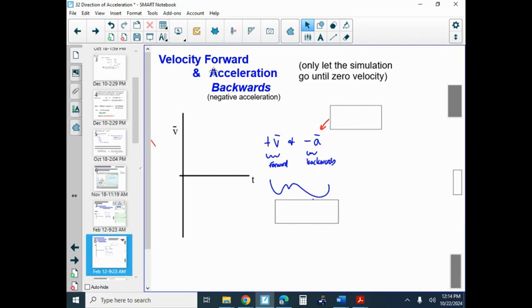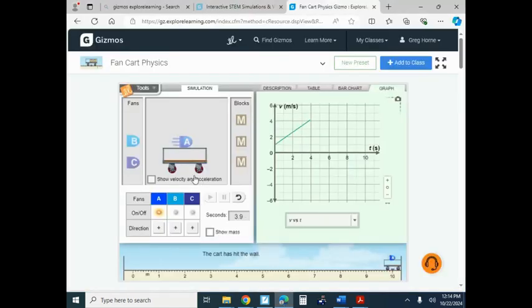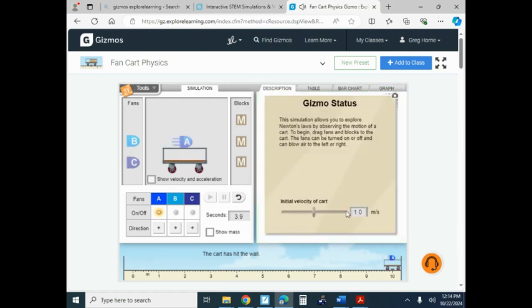So what about if we have velocity forward and the acceleration's backwards? In other words, we have a positive velocity but a negative acceleration, right? I don't remember what number I used last time, but let's stick with the 1, I guess. Although if I look at a faster starting velocity, that'll give more time here, so I have to reset. Basically I'm just going to change the direction of this. So we have a positive velocity and a negative acceleration in this case.